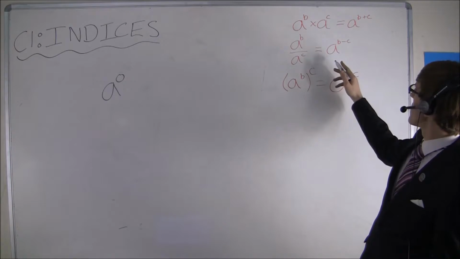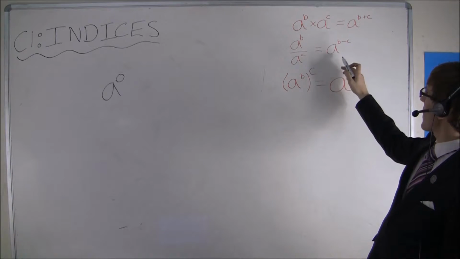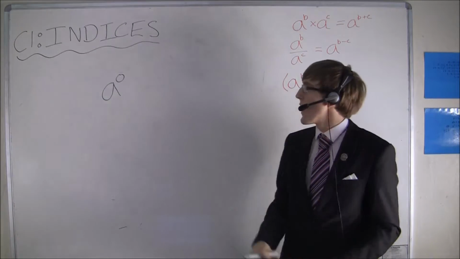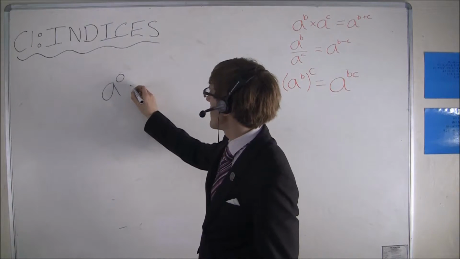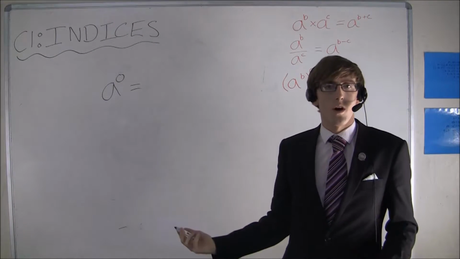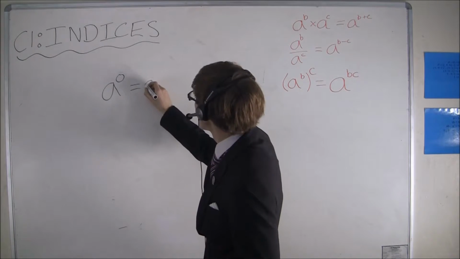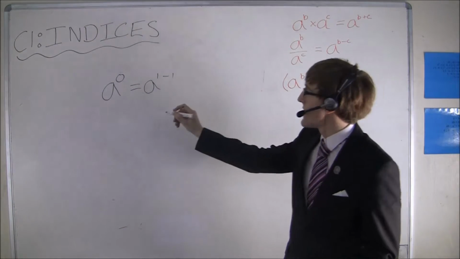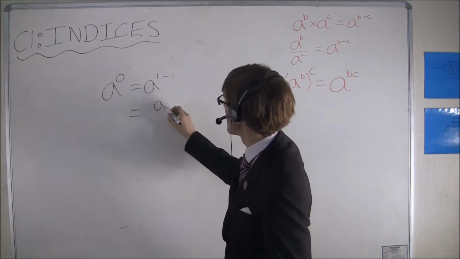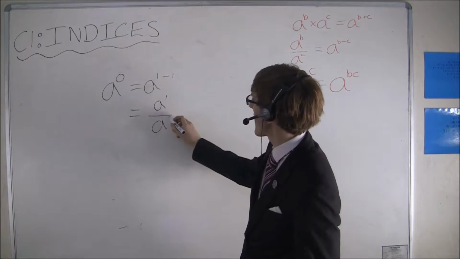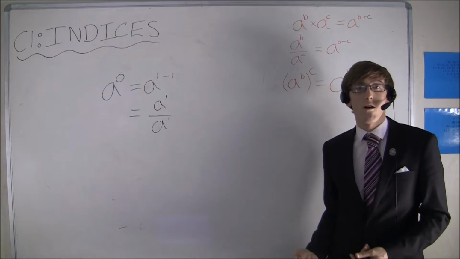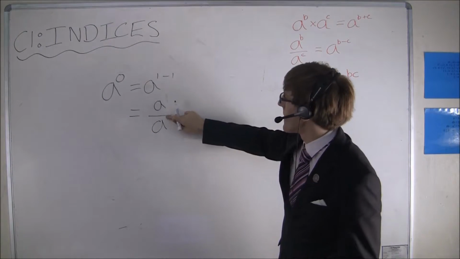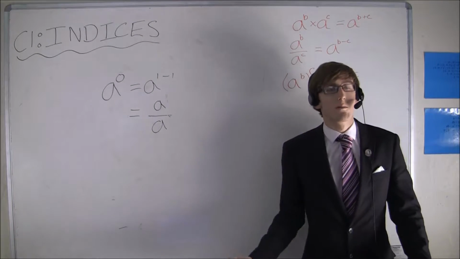If we have a look at rule 2, we can see that a to the power of b minus c equals a to the power of b over a to the power of c. And we could rewrite a to the power of 0 as a to the power of 1 minus 1, because 1 minus 1 is 0. So if that's a to the power of 1 minus 1, then under rule 2, this is equal to a to the power of 1 over a to the power of 1. And we know that a to the power of 1 is just a, so we can just rub out these little indices. We don't need them anymore.